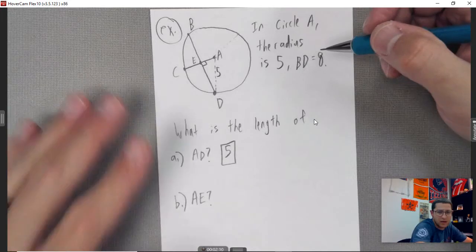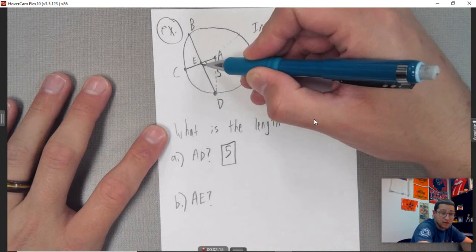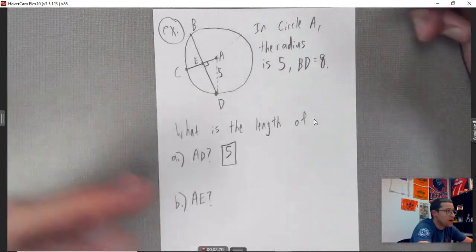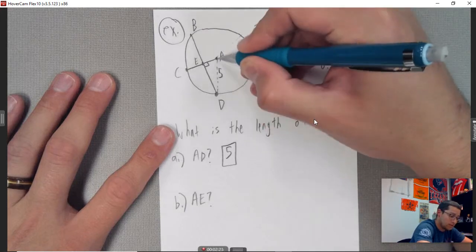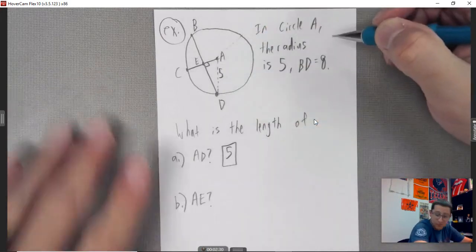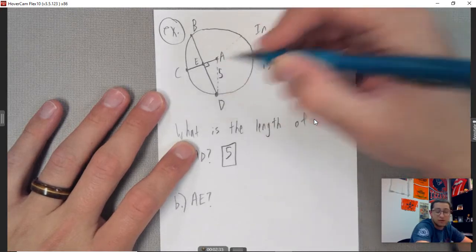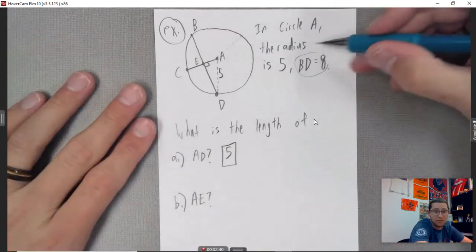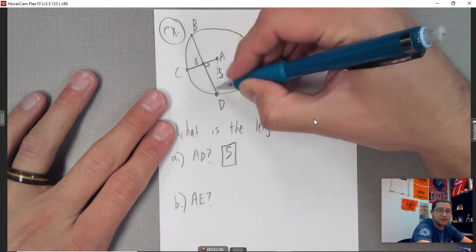Something to consider is if we had this length from E to D, then we can find AE. Here's why: if we have two lengths out of the right triangle, then we can use the Pythagorean theorem and find AE. So now the problem becomes trying to find ED. What is ED? Do we know anything about ED? Let's look at the other piece we know. BD is 8. So B to D is 8, that entire length.